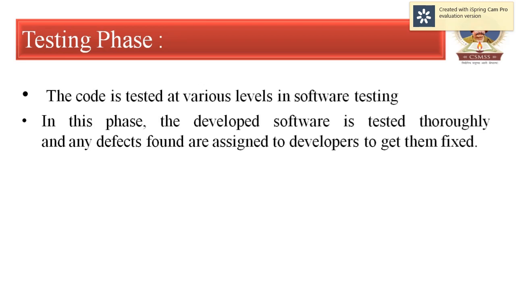Now next phase is the testing phase. All of you know the testing. The testing means the code is tested at various levels in the software testing. There are various levels of software testing like unit testing, module testing, integration testing, black box testing, white box testing. In this phase, the developed software is tested thoroughly, and any defects found are assigned to a developer to get them fixed. Means we get the software without any defect and deliver that software to the customer.